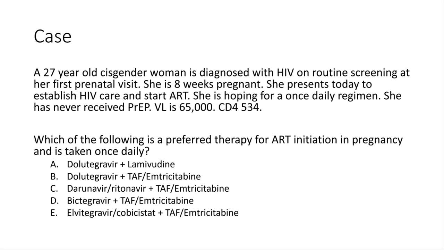Okay, another case. A 27-year-old cisgender woman is diagnosed with HIV on routine screening at her first prenatal visit. She is 8 weeks pregnant. She presents today to establish HIV care and start ART. She is hoping for a once-daily regimen. She has never received PrEP. The viral load is 65,000, CD4 534. Which of the following is the preferred therapy for ART initiation in pregnancy and is taken once daily?